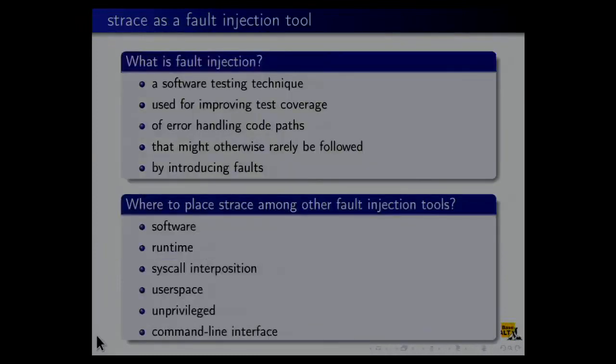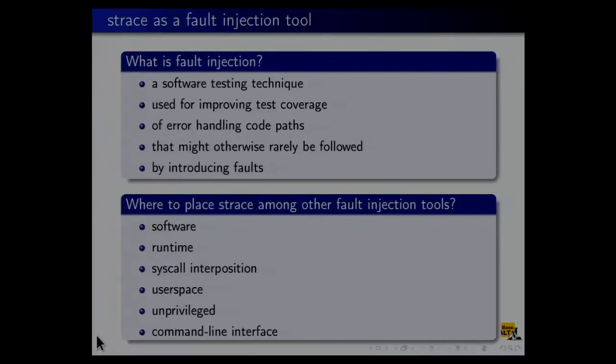So, what is fault injection? Just a brief recollection. It's a software testing technique used for improving test coverage, mostly of error handling paths that might otherwise rarely be followed, by introducing faults. This is a nice definition from Wikipedia. Thanks to Wikipedia for this.